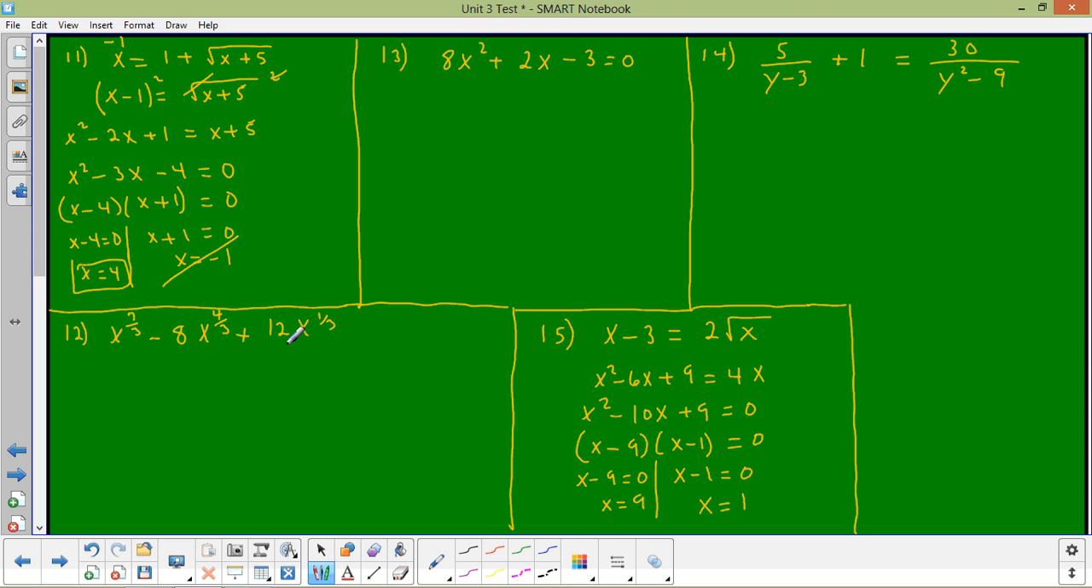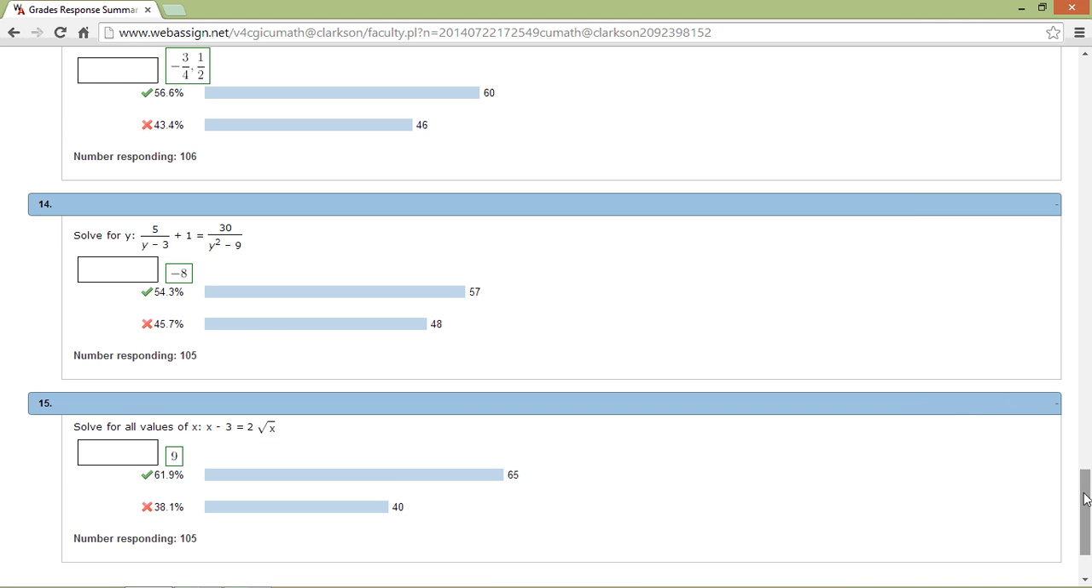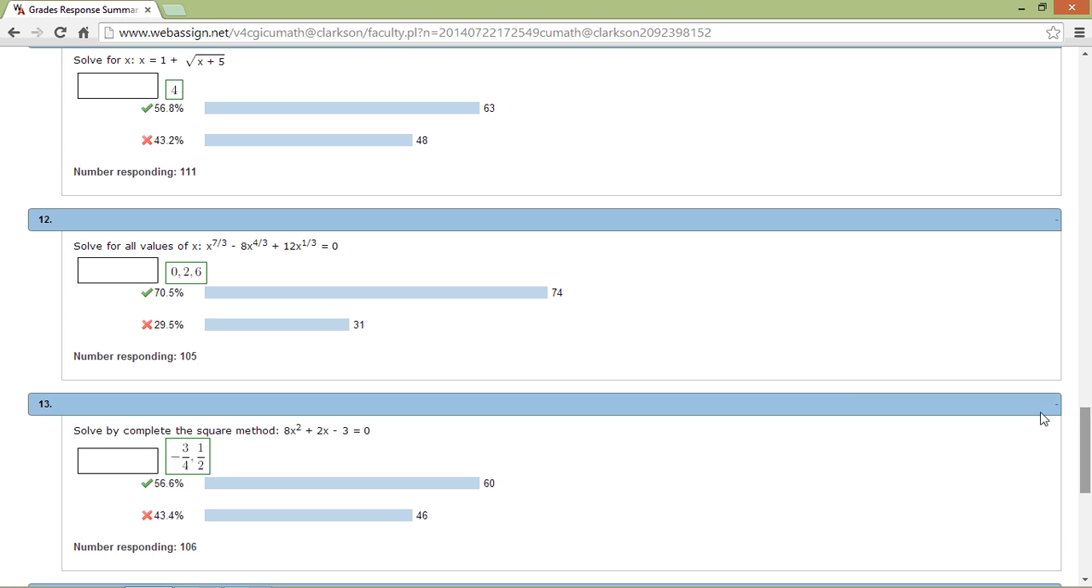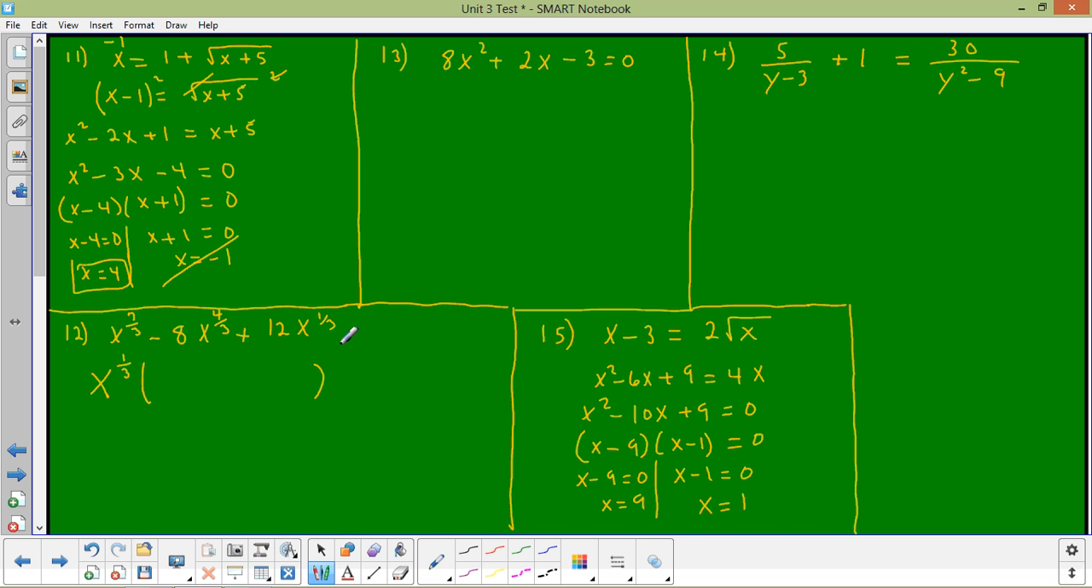Number 12, pretty good success rate here. You have a common variable. The rule on variables is you factor out the lowest power you see. You divide out the lowest power you see. And when you do that, you want to look at what's left there. So on that question, let me just refresh this. We've got a 71% success rate, so doing pretty well with this.